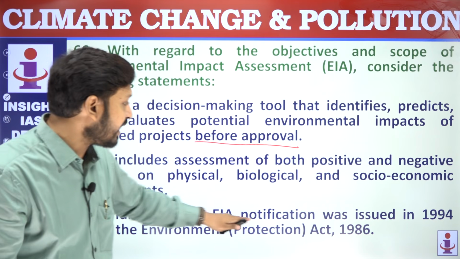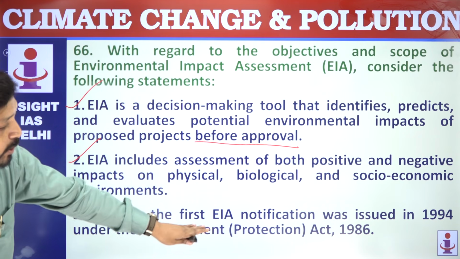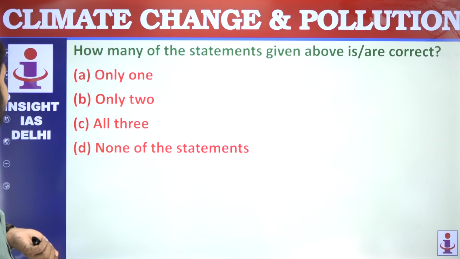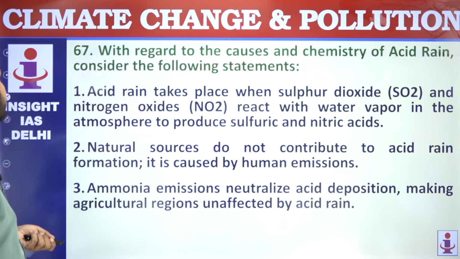In India, the first EIA notification was issued in 1994 under the Environment Protection Act 1986. This is also the right statement. So 1, 2, 3 are right and they are asking correct. So all 3 are right. C is the right answer for us.